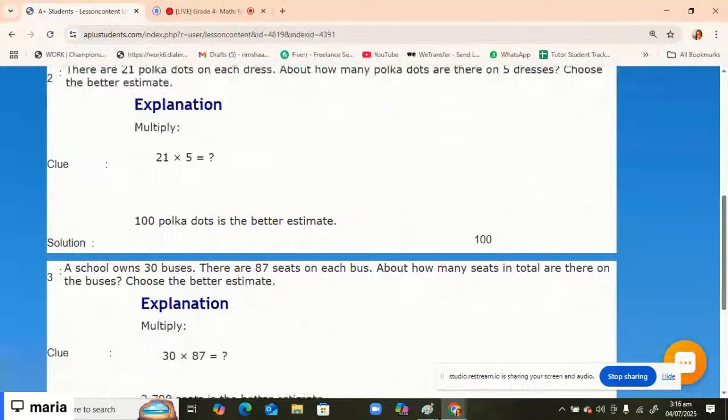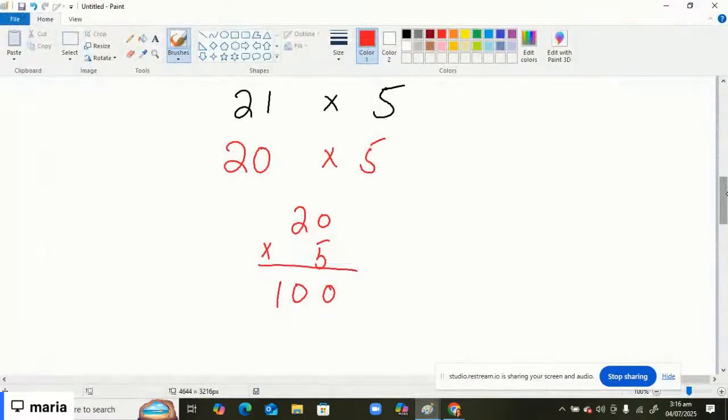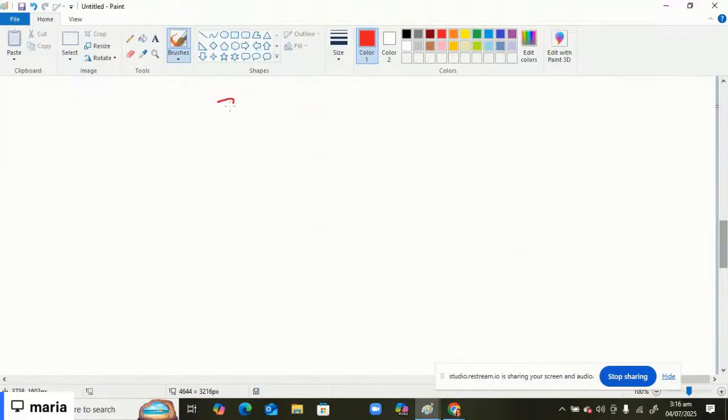A school owns 30 buses. There are 87 seats on each bus. About how many seats in total are there on the buses? Choose the better estimate. So we are just going to multiply 30 with 87. First of all, rounding: 30 as it is, and 87.